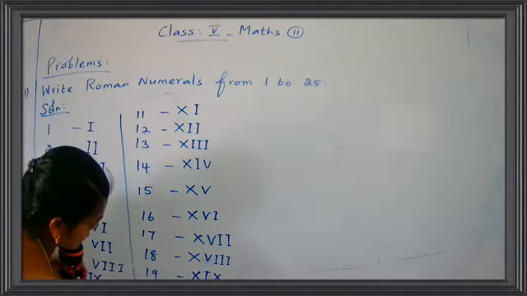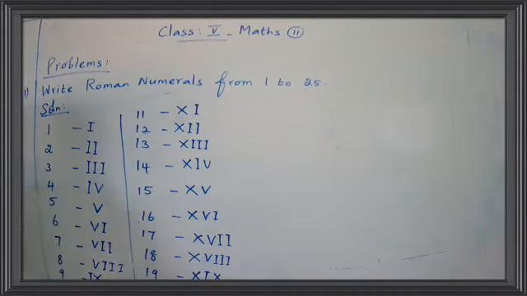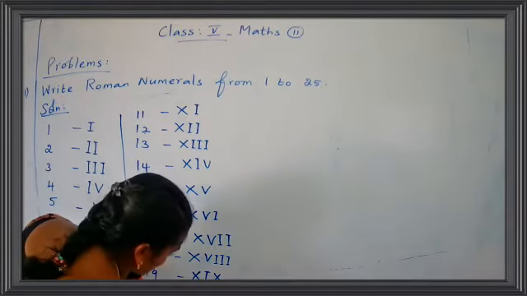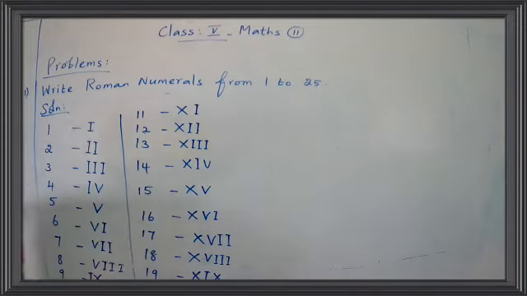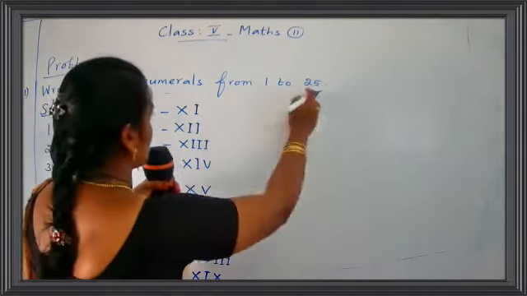Okay. 20. So 20 can be written as 10 plus 10. 10 plus 10 is equal to 20. Here 10 stands for X. Yes, children? So 2 times X, XX. Clear? Now we want to write up to 25.